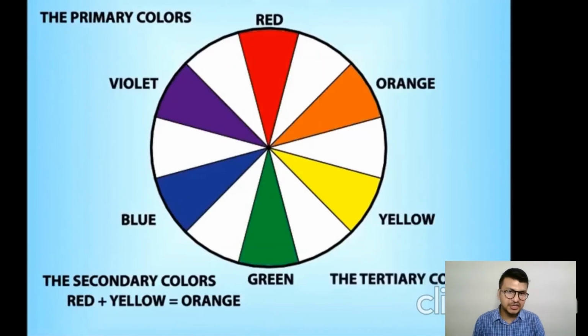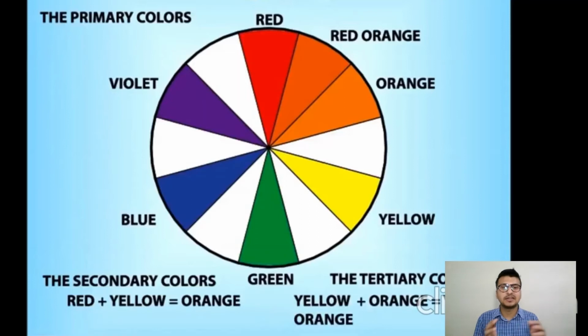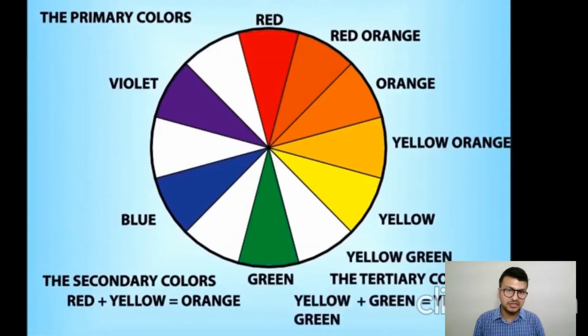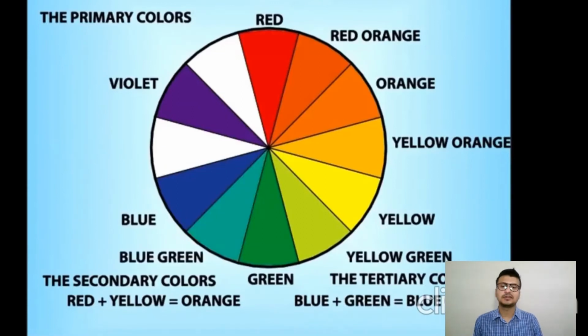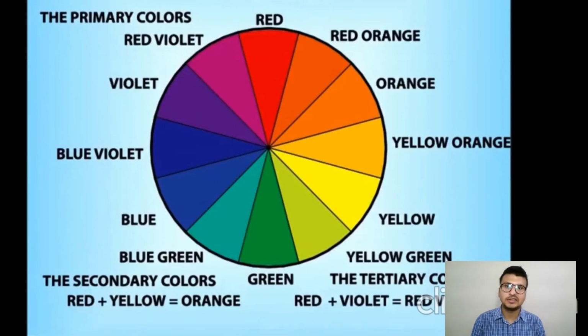Similarly, what are the tertiary colors? When we add one primary and one secondary color, we get the tertiary color. Like when we add red and orange color, we get the red orange color. It is the tertiary color. When we add orange and yellow color, we get the yellow orange color, again a tertiary color. When we add green and yellow color, we get the yellow green color. When we add blue and green color, we get blue green color. Similarly, blue and violet color, when we add, we get the blue violet color. Again, we add the violet and red color, we get the red violet color.